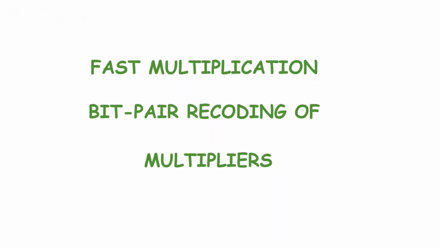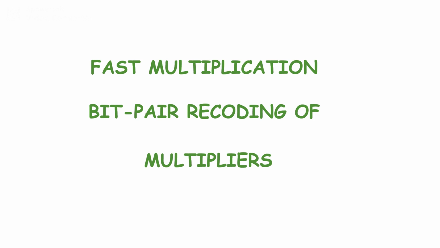In the present session, we discuss a possibility of speeding up the multiplication operation. This scheme is derived from the Booth algorithm. Here we can discuss a fast multiplication method, that is nothing but bit pair recoding of the multiplier. This method is directly derived from the Booth algorithm.